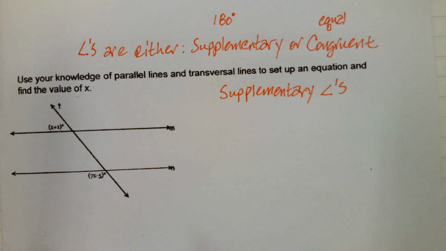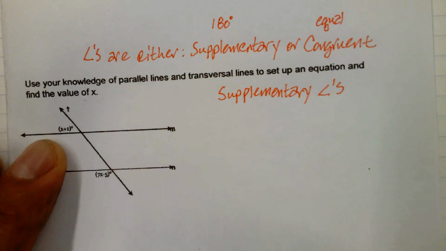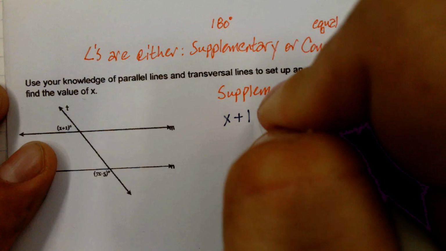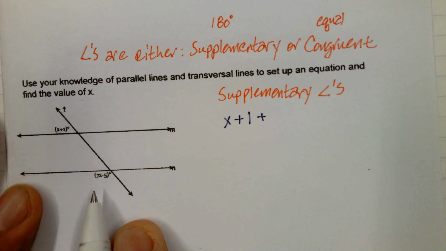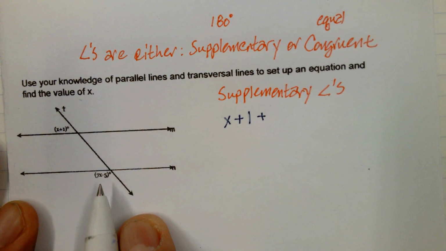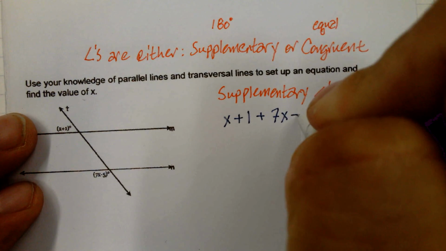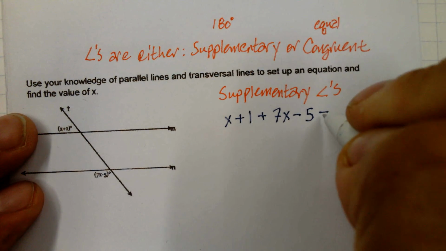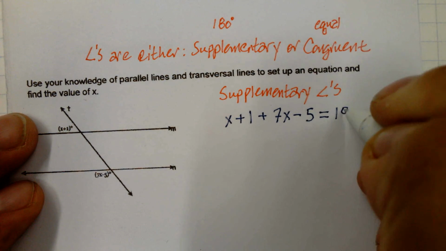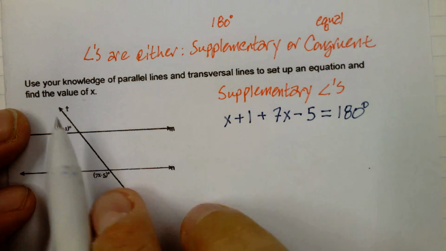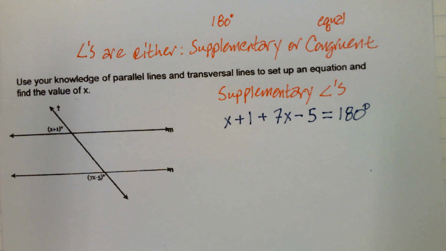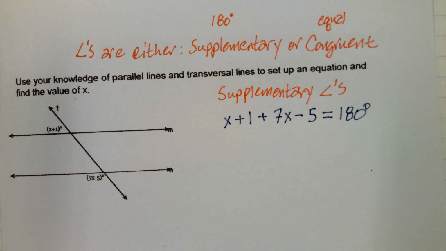So what we can do is add them up, and that has to equal 180. So that's our equation. Take the first term, x plus 1, add the second term. I don't need the parentheses anymore because I'm just going to combine them. 7x minus 5. And that has to equal 180 degrees because the smaller one and the bigger angle make a 180 degree angle.